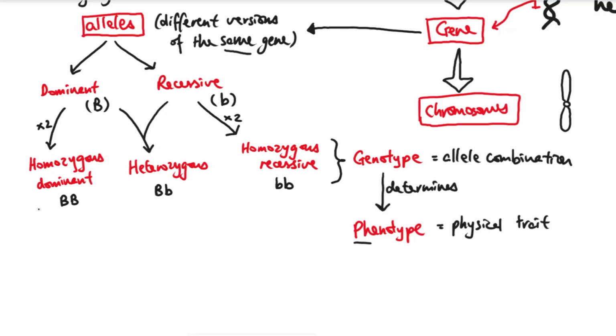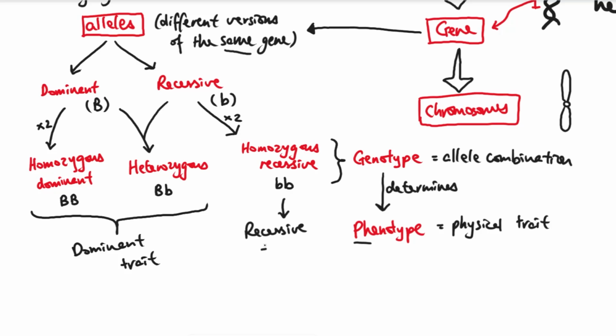In this case, for example, both the homozygous dominant and heterozygous would show the same trait, which is the dominant trait. Because as I mentioned earlier, you only need one of the dominant allele for the dominant trait to be shown. So even if you're heterozygous, the dominant allele would overshadow the recessive allele, and it would show the dominant trait. Whereas for the homozygous recessive one, because they're both recessive, it would show the recessive trait.